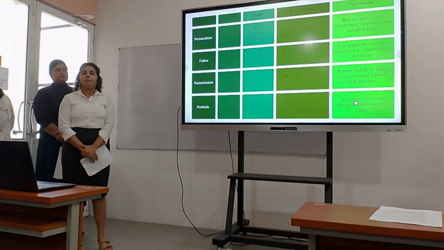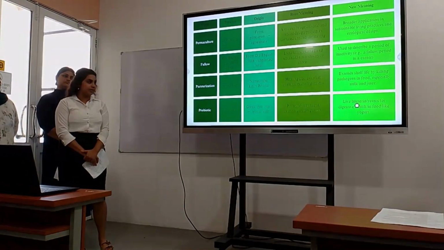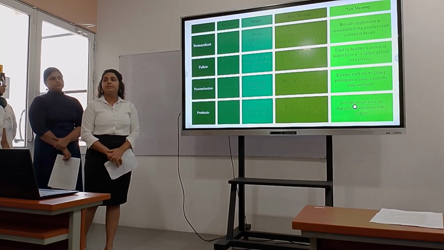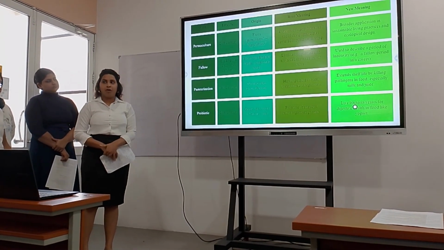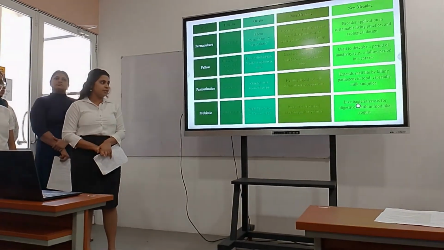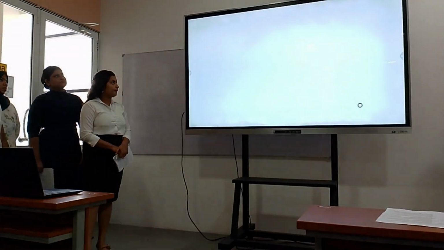Next one, probiotic. This word comes from the 20th century. The word origin is from Greek, pro plus biotic. Pro meaning for, biotic meaning life. The root meaning is promoting beneficial microorganism growth. Move on to the next slide.